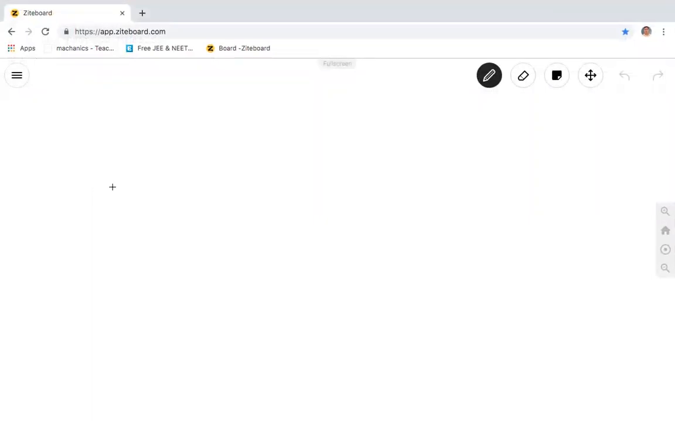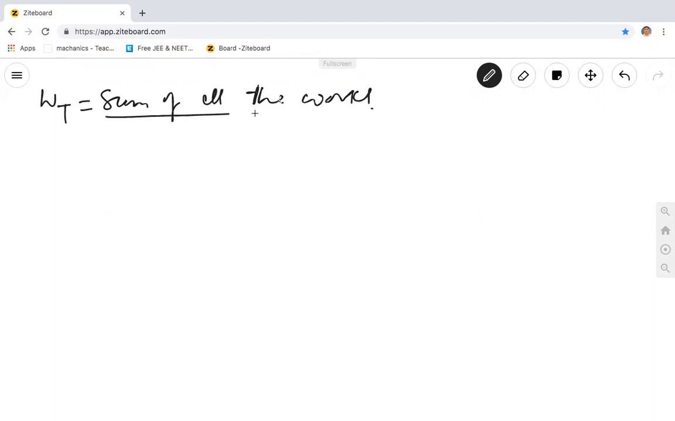So we did everything. What is the total work done on the object? Total work done is the sum of all the works. Is that right? Yes. Okay.